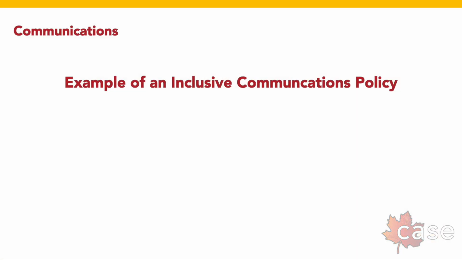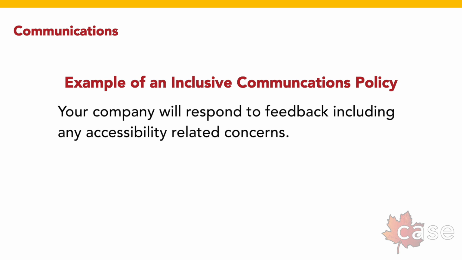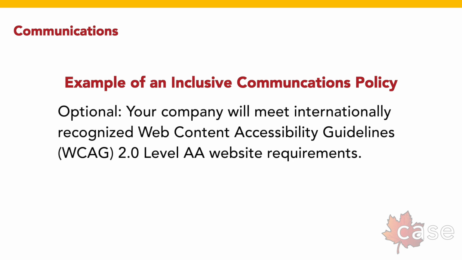Example of an inclusive communications policy. Your company will communicate with people who are experiencing disability in ways that take into account their needs. When asked, information will be provided about the organization and its services in accessible formats or with communication supports. Your company will respond to feedback, including any accessibility-related concerns. Optional. Your company will meet internationally recognized Web Content Accessibility Guidelines, WCAG 2.0 Level AA website requirements. After creating your policy, communicate it to your company and provide staff training.